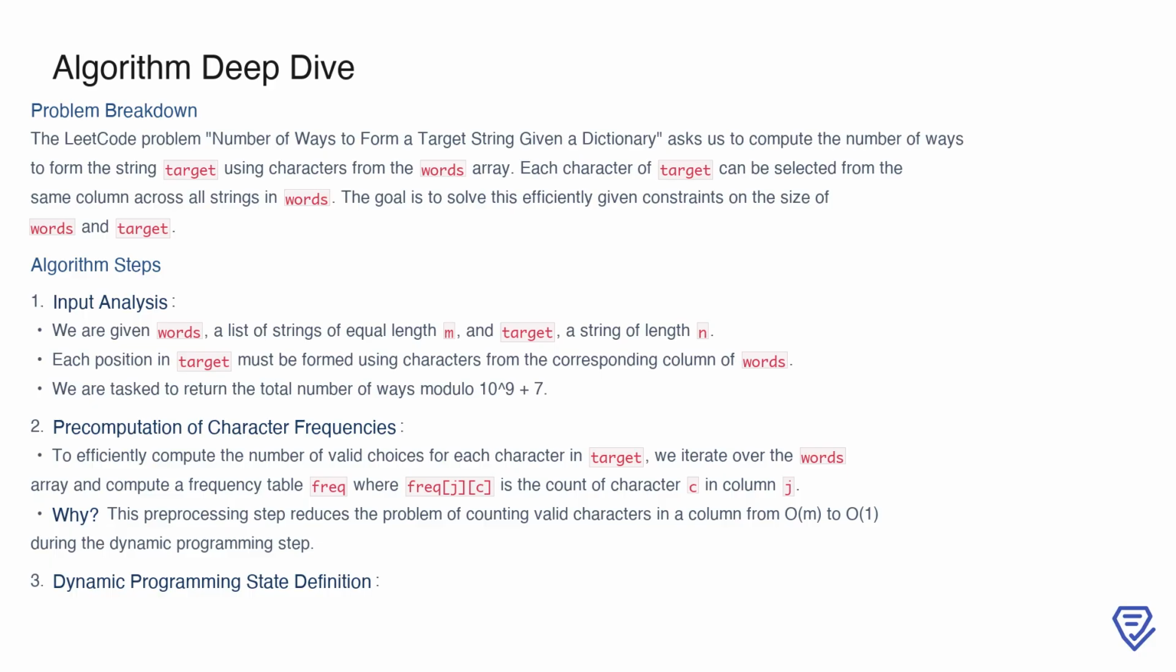To achieve this, we pre-process the data to build a frequency table, frequency, which counts how often each character appears in each column of the words array. This pre-processing is crucial as it lets us reduce the time complexity of looking up valid character counts from O(m) to O(1) during the dynamic programming computation. Finally, we define a dynamic programming state to iteratively compute the number of valid ways to form target.